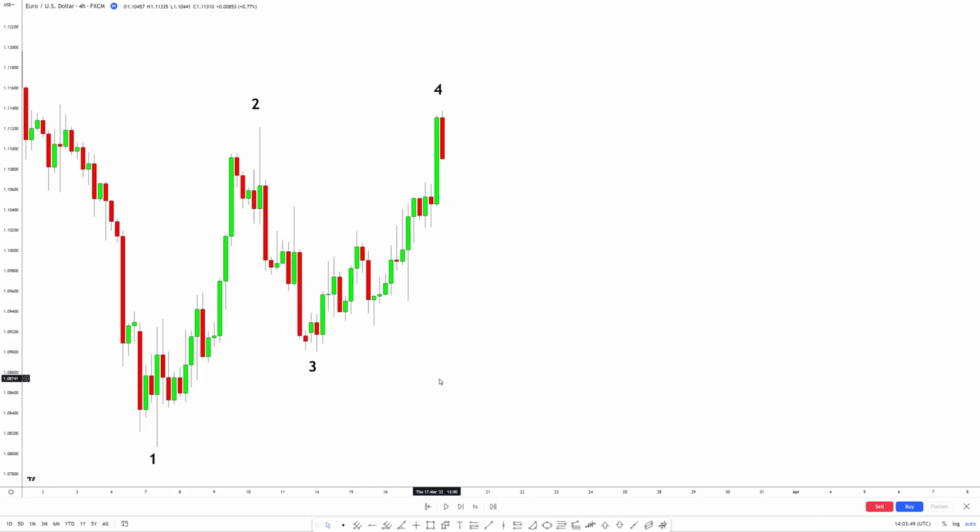Before anything else, there are a couple of ways of identifying supply and demand zones or supply and demand levels. In this video, I'm going to focus on a very simple and logical approach. In every significant price movement, you can usually spot a moment where either buyers or sellers have won the battle, so to speak.